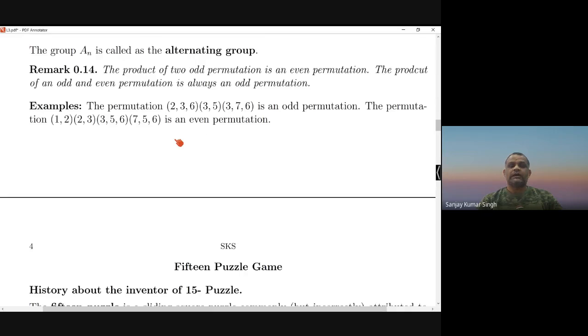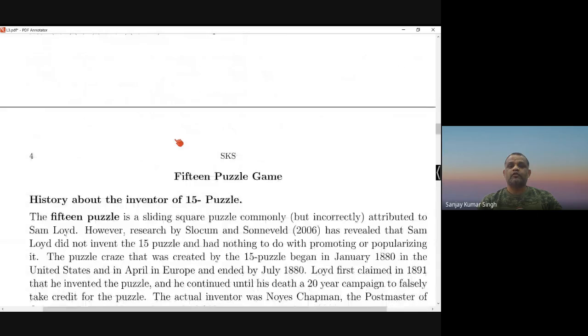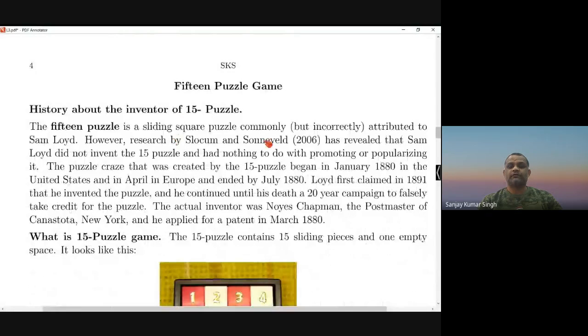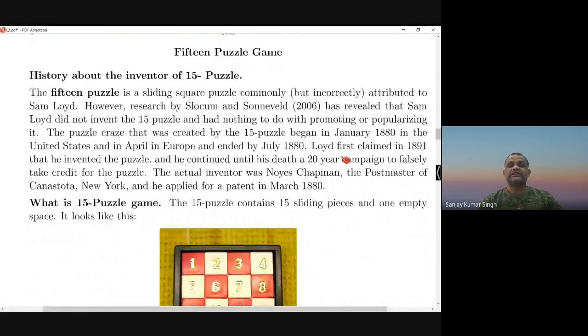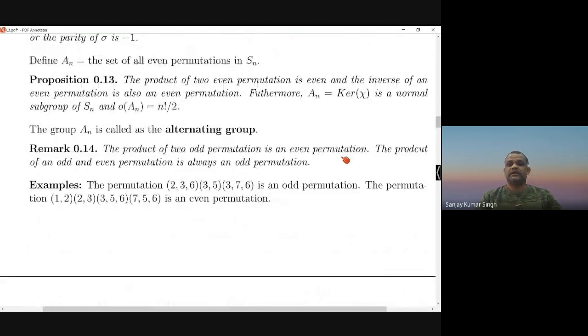So now with this knowledge, I want to move on to a puzzle game, and I will say a few words about the history of the 15 puzzle game. But before that, if you have any questions, you can ask, because we are just moving to another topic. Any questions so far?